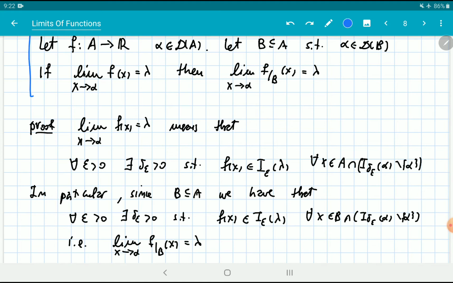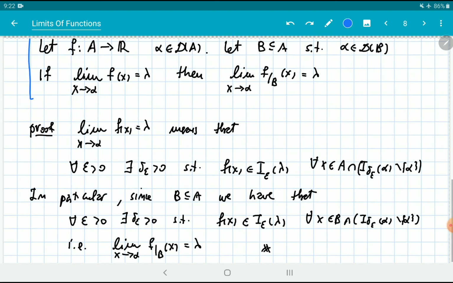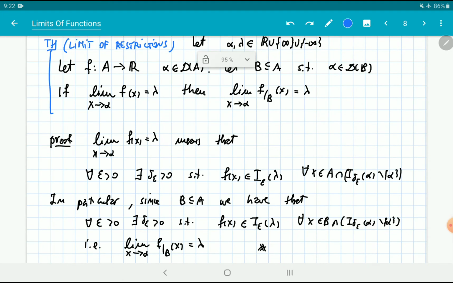But in particular, this is exactly the definition of the limit of the restriction as x approaches alpha being equal to lambda, because the rule for the function is the same, the only difference is in the domain, and the domain appears here in how many x's satisfy the condition. So this concludes the proof of the theorem. Okay, it should be obvious, right? If a condition is satisfied by f, which is a bigger function in some sense, it should also be true for any of its restrictions.